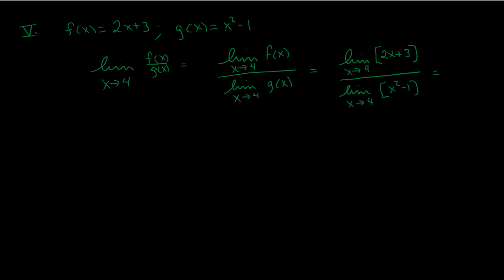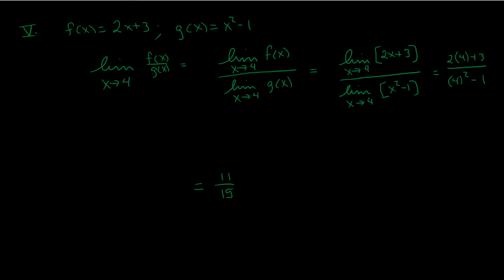Substituting in the value 4 for the x, we have 2 times 4 plus 3 divided by, here we're going to substitute in the 4, square it, minus 1. And when we work this out, 2 times 4 is 8 plus 3 is 11. We're going to get 11 over 15. And that would be our final answer here.